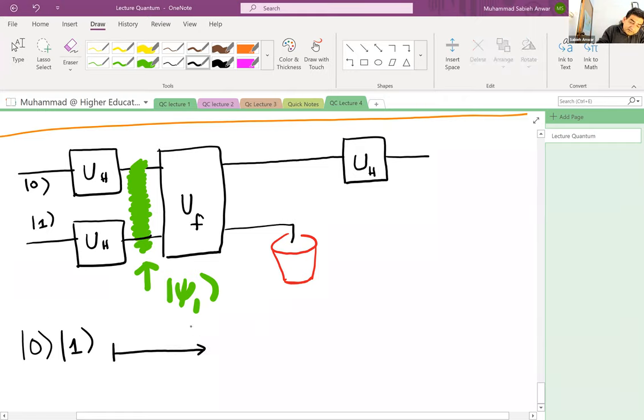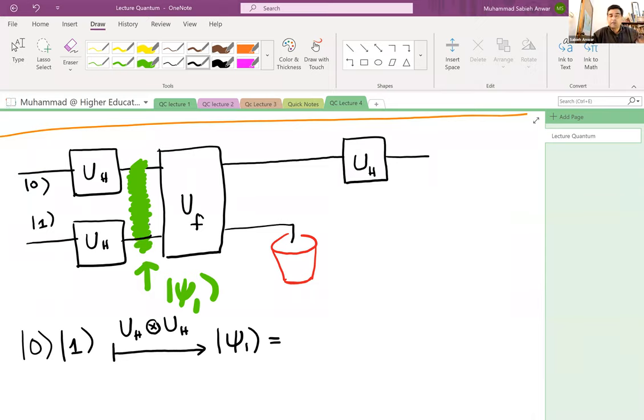So what happens after UH acting on the first qubit and UH acting on the second qubit? I can also write this as a tensor product. This gate is a tensor product of two matrices. In other words, I would like to find out what is my psi 1, the state over here in the green area. Now, the first Hadamard gate acts on the first qubit, the second Hadamard gate acts on the second qubit. The two qubits are not correlated with one another. I have two independent qubits, and each Hadamard is a single qubit gate, so I can do the two operations independently, side by side. So ket 0 becomes ket 0 plus ket 1 over root 2.